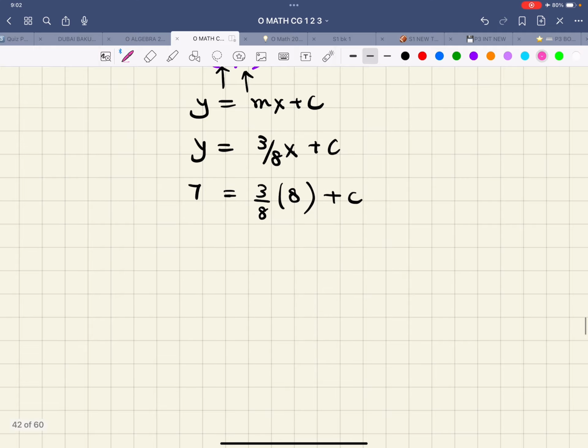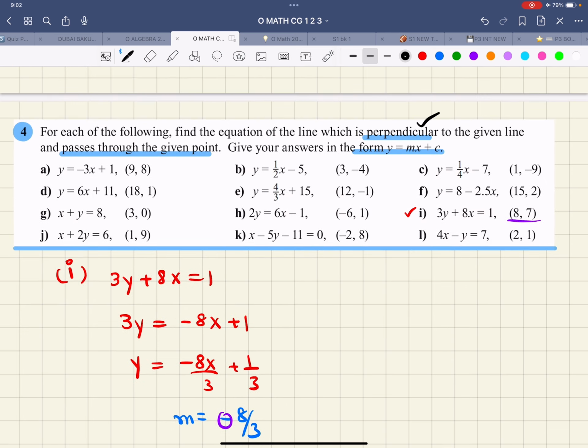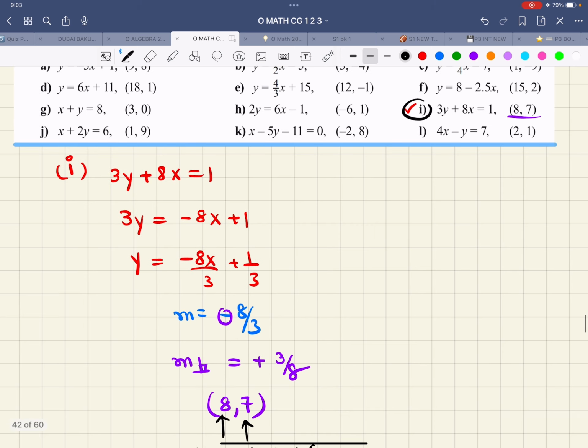So now do the cancellation. The 8 and the 8 cancel out. We are left with 3. Take it to the other side. Therefore, c comes out to be 4. 7 minus 3 comes out to be 4. Therefore, the final answer is y is equals to 3 over 8 x plus 4. And that is the equation of the line which is perpendicular to the given line and it passes through the given point. We have done part I.